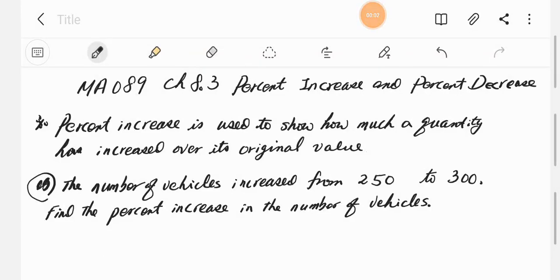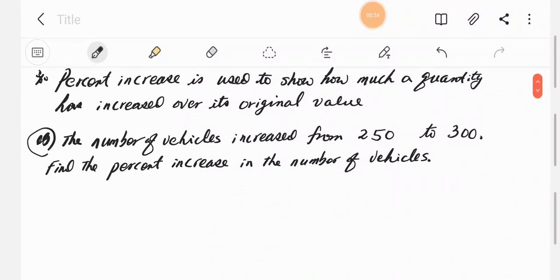Chapter 8.3, percent increase and percent decrease. Okay, for this section, this is not hard as long as you understand what the base is. Percent increase and percent decrease are always related to the base. So the amount. Do you remember the amount?